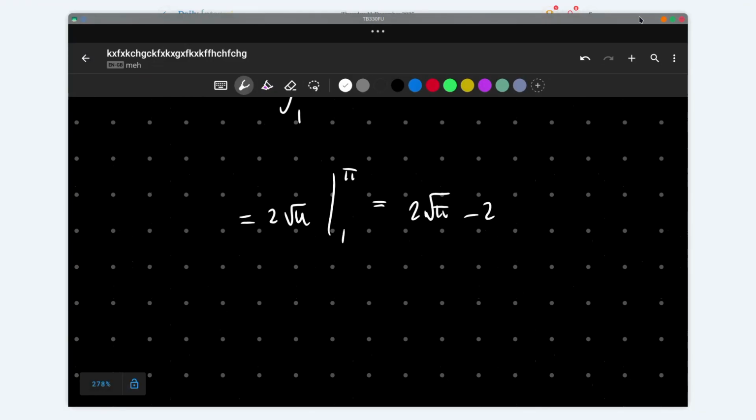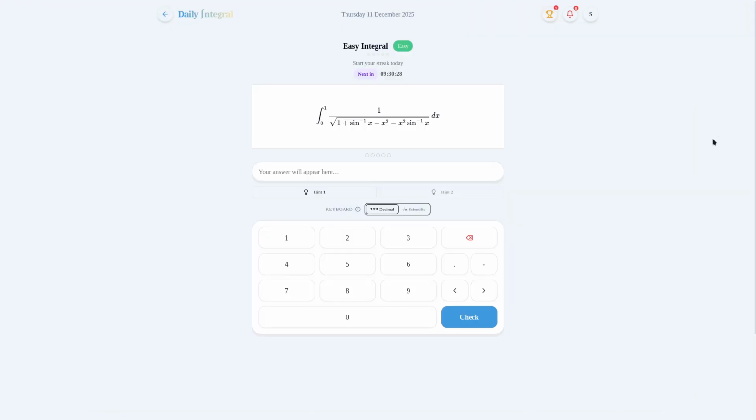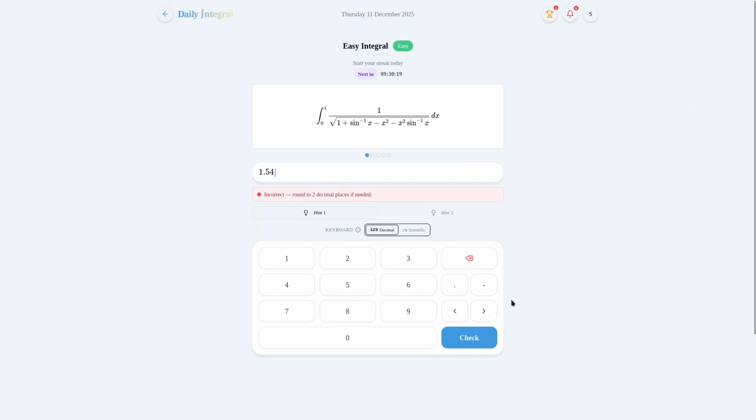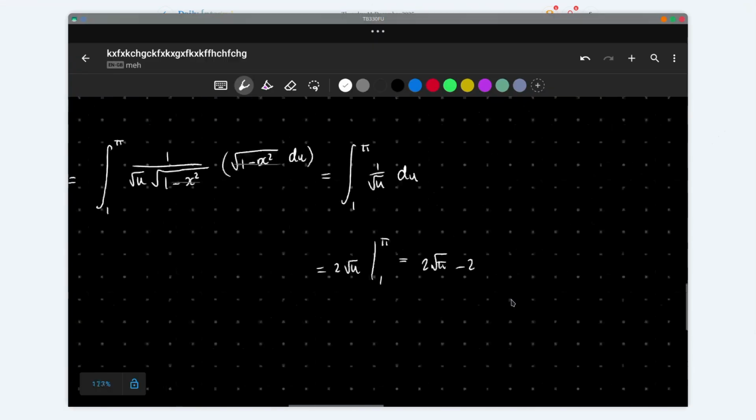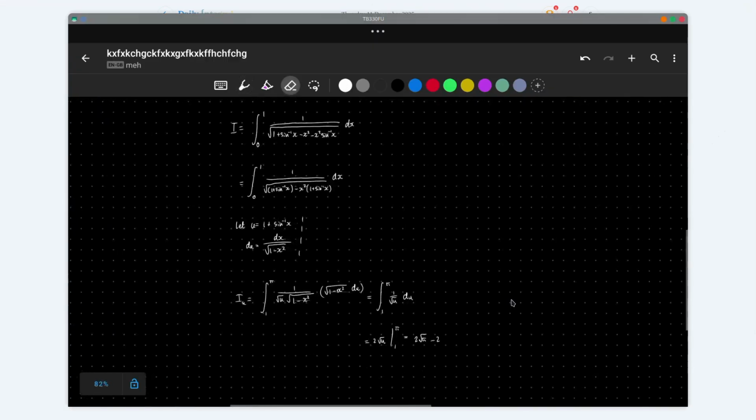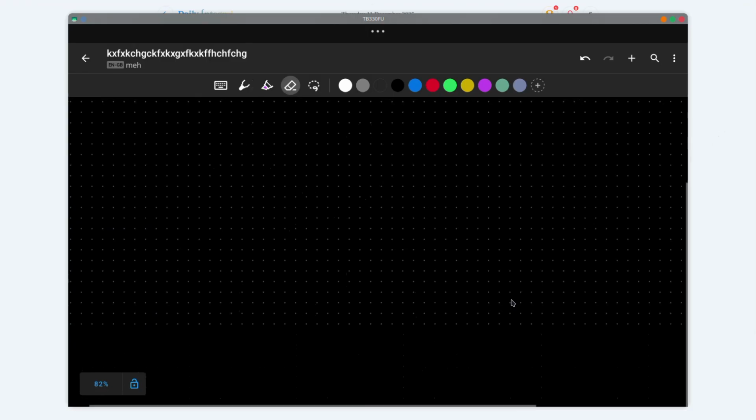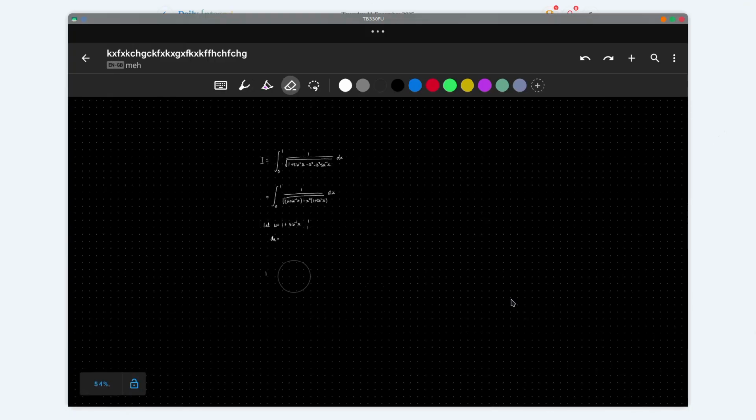minus 2. Which I'm going to check on a calculator because I'm not guessing that. 2 root pi minus 2 is around 1.54. Please be correct, please. Okay. We're gonna start that again. We're gonna see where I went wrong from the very beginning because I've done something wrong. Why did I erase the integral? Okay. I've done something stupid.